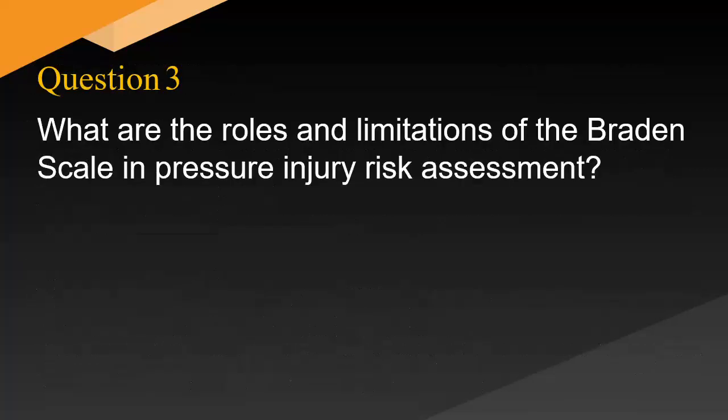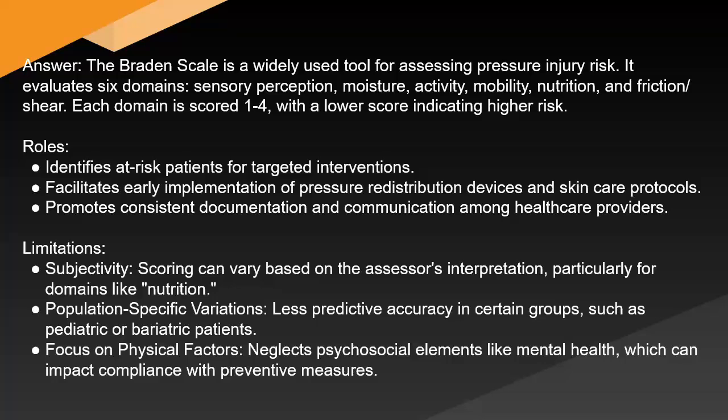What are the roles and limitations of the Braden scale in pressure injury risk assessment? Answer: the Braden scale is a widely used tool for assessing pressure injury risk. It evaluates 6 domains: sensory perception, moisture, activity, mobility, nutrition, and friction and shear. Each domain is scored 1-4, with a lower score indicating higher risk. Roles: identifies at-risk patients for targeted interventions, facilitates early implementation of pressure redistribution devices and skin care protocols, promotes consistent documentation and communication among healthcare providers.